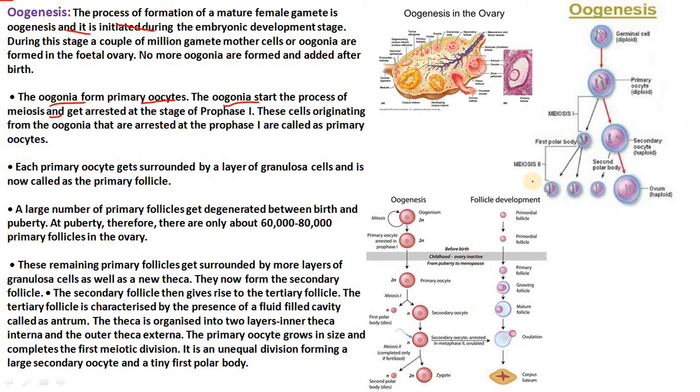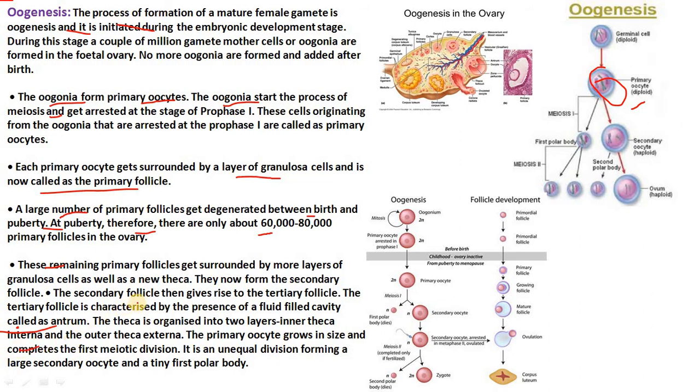As you can see, the germinal cell is diploid and this is also diploid, but it is the primary oocyte. Then each primary oocyte gets surrounded by a layer of granulosa cells and is now called the primary follicle. A large number of primary follicles degenerate between birth and puberty. At puberty, therefore, there are only 60,000 to 80,000 primary follicles in the ovary. These remaining primary follicles get surrounded by more layers of granulosa cells as well as the new theca. They now form the secondary follicle.